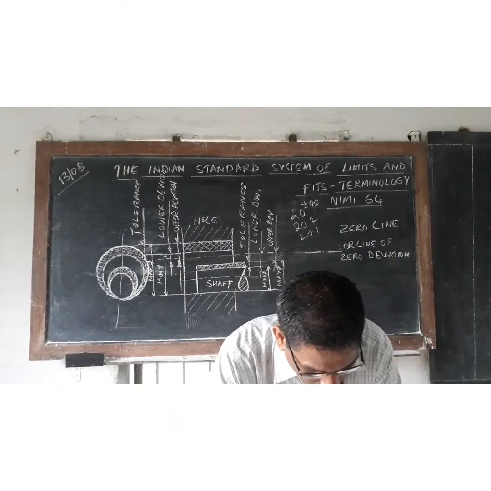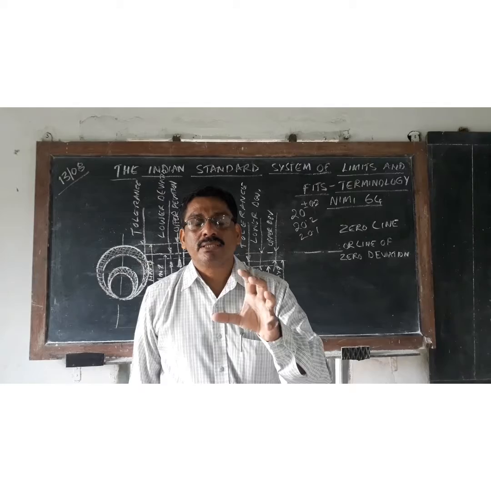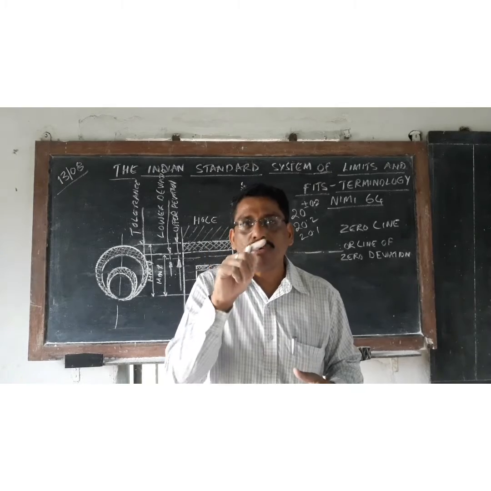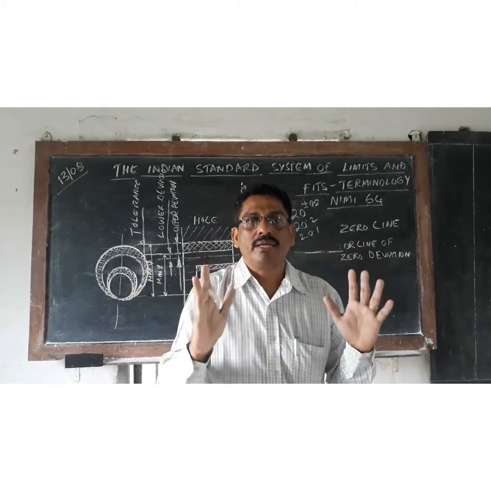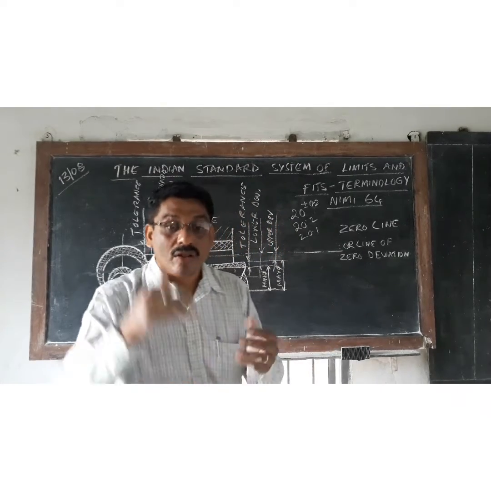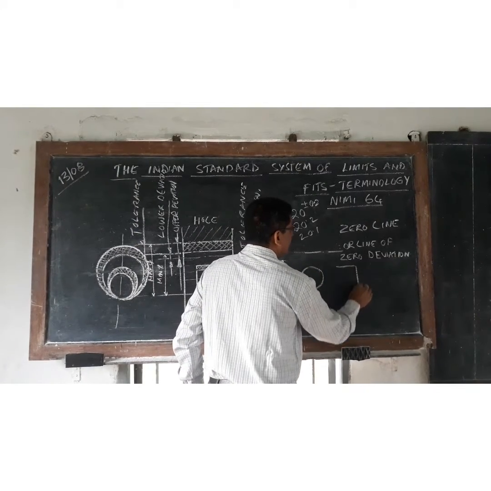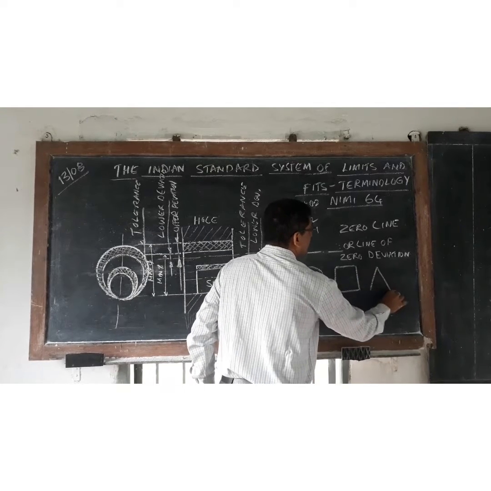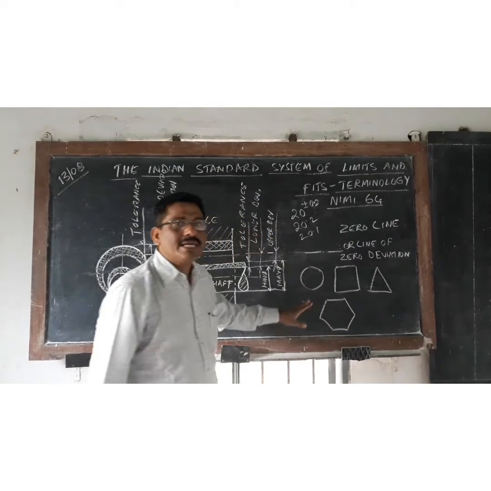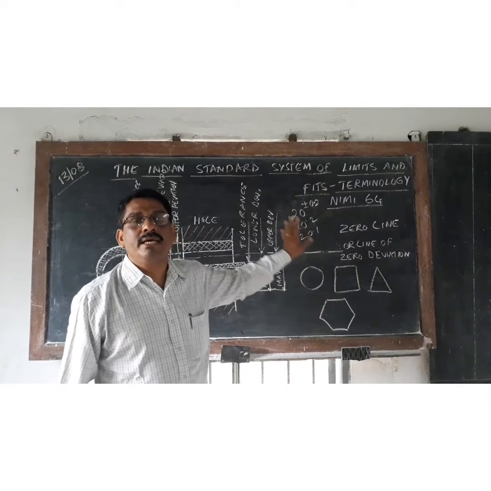Now this all comes in the terminology of limits and fits. Now what does hole mean? You may think it is just one round, but it is not like that. As per Bureau of Indian Standards, all the internal details, either it is a hole, a square, a triangle, a hexagon, whatever shape, but if it is internal, all of it is termed as a hole.